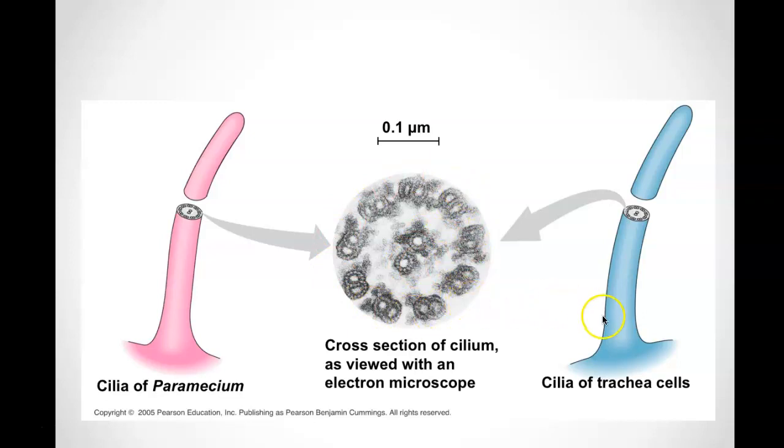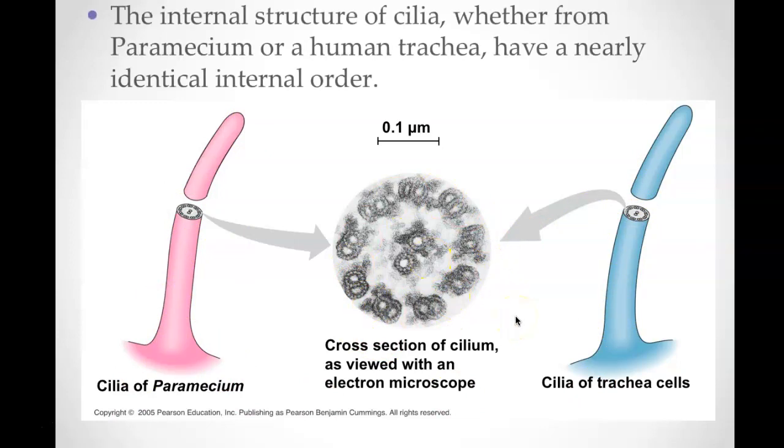And if you look at the trachea of a human, you see the exact same order. The cilia of the trachea have the exact same arrangement of microtubules, which is really interesting. This is definitely something that would be used to prove evolutionary relationships between humans and unicellular organisms like paramecium. Evolutionary scientists would use that as proof that we evolved from a common ancestor, because our cilia and their cilia have the exact same order of microtubules.